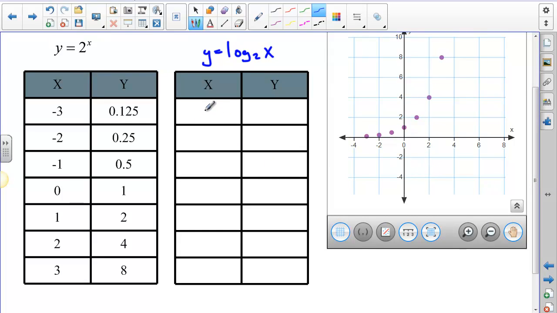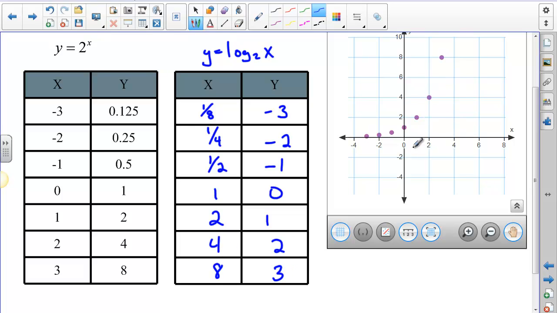And so to switch x and y, I'm just going to say, well, 1/8, negative 3. The point negative 3, 1/8 becomes 1/8, negative 3. The point negative 2, 1/4 becomes 1/4, negative 2. The point negative 1, 1/2 becomes 1/2, negative 1. The point 0, 1 becomes 1, 0. The point 1, 2 becomes 2, 1. The point 2, 4 becomes 4, 2. And the point 3, 8 becomes 8, 3.